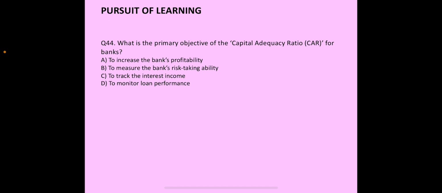So next question is, what is the primary objective of the capital adequacy ratio for banks? What is the primary objective of the capital adequacy ratio? To increase bank's profitability, to measure the bank's risk-taking ability, to track the interest income, to monitor loan performance. So the correct answer is to measure the bank's risk-taking ability.